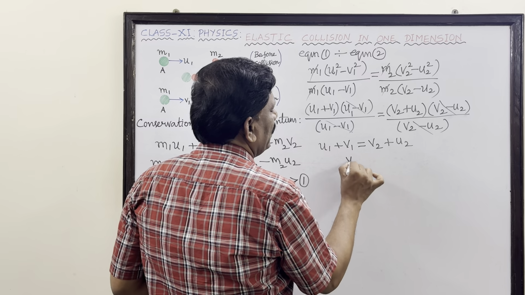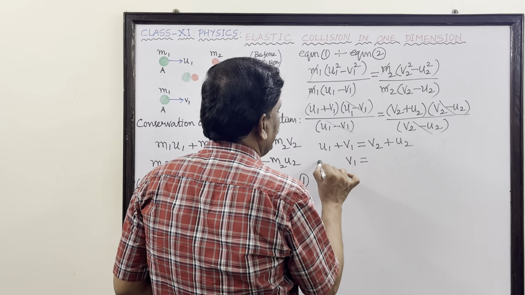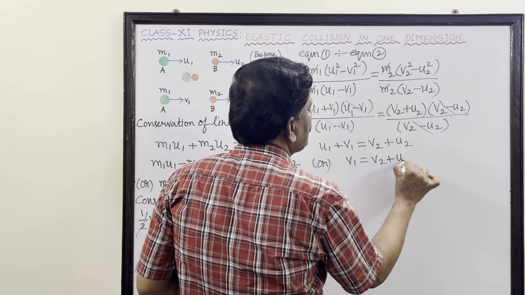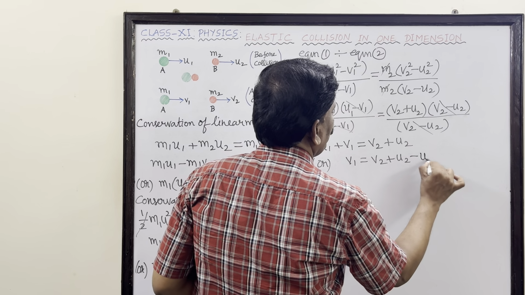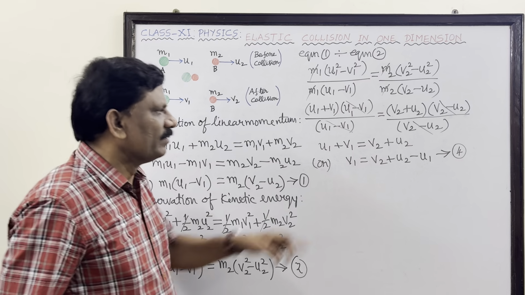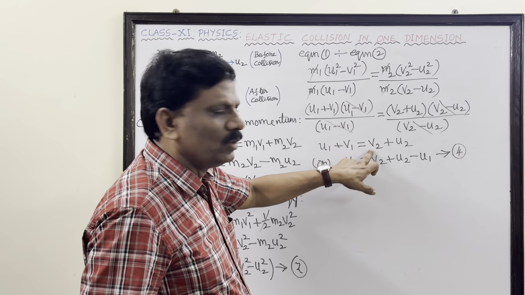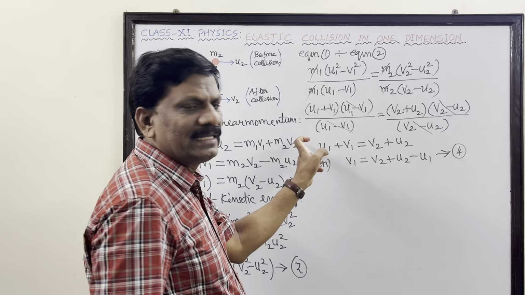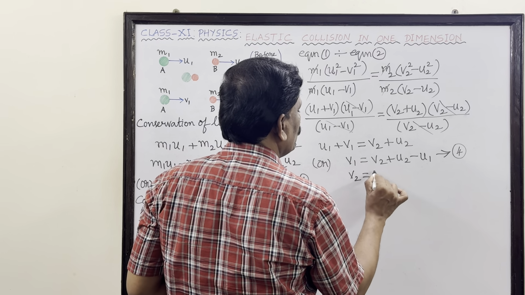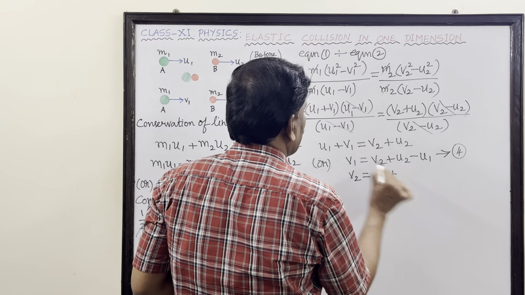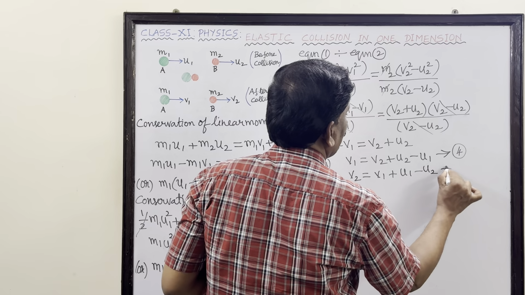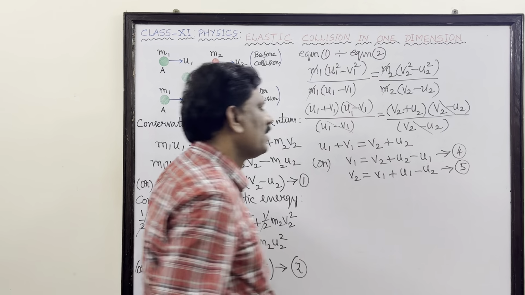Or I can write v1 is equal to v2 plus u2 minus u1. This is the required equation number 4. Suppose here if you want to retain v2 and bring this u2 to the other side, then v2 is equal to v1 plus u1 minus u2. So this is our equation number 5.